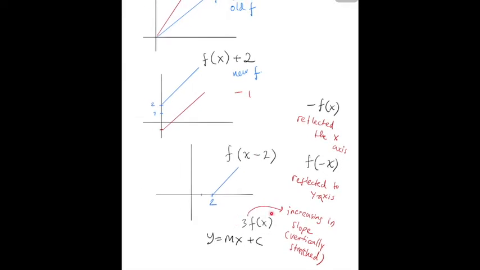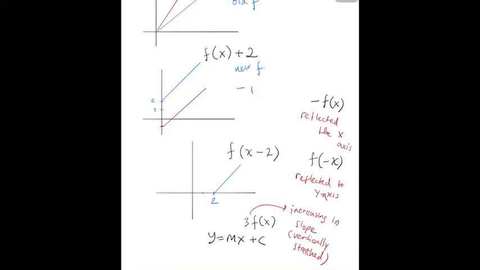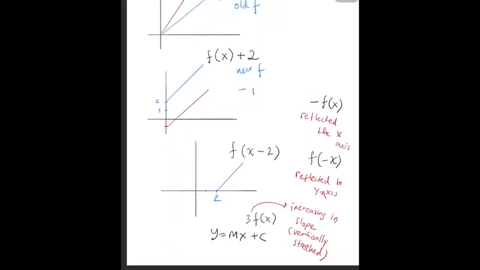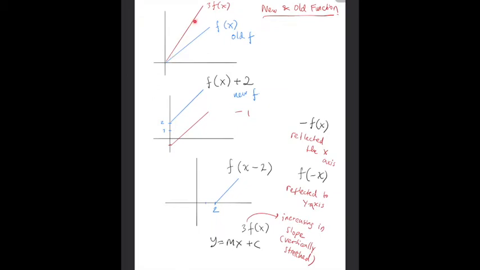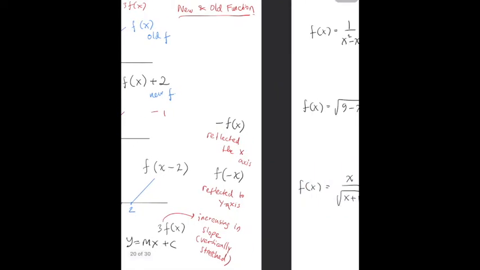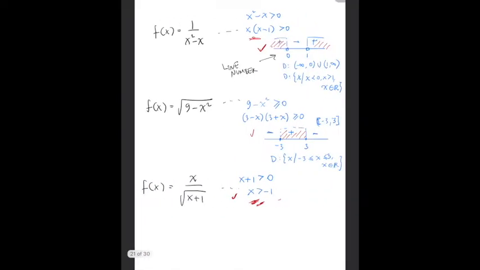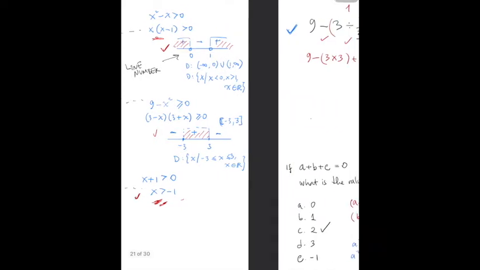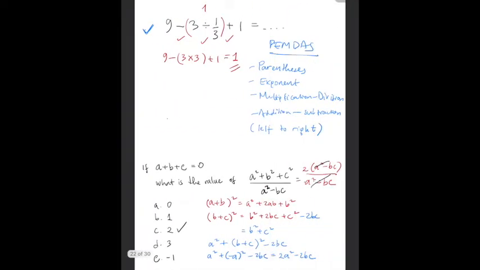If you have a multiplication of a constant in this function, remember that if this is linear, then this is your gradient, which means you can stretch this 3 times the original one. That's the additional view. And this is also important here.